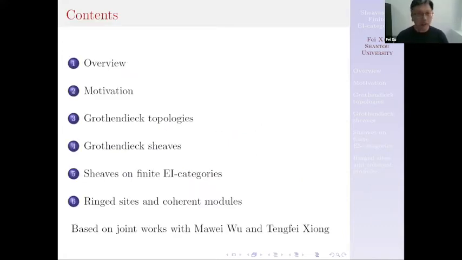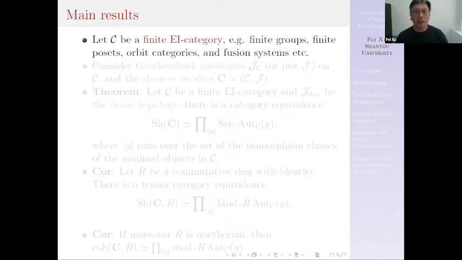So this is the contents of my talk, and this is joint work with 2 of my students. Before I say anything, I'm going to list the main results, and then you know what we are going to do. So I'm going to work with finite EI categories.